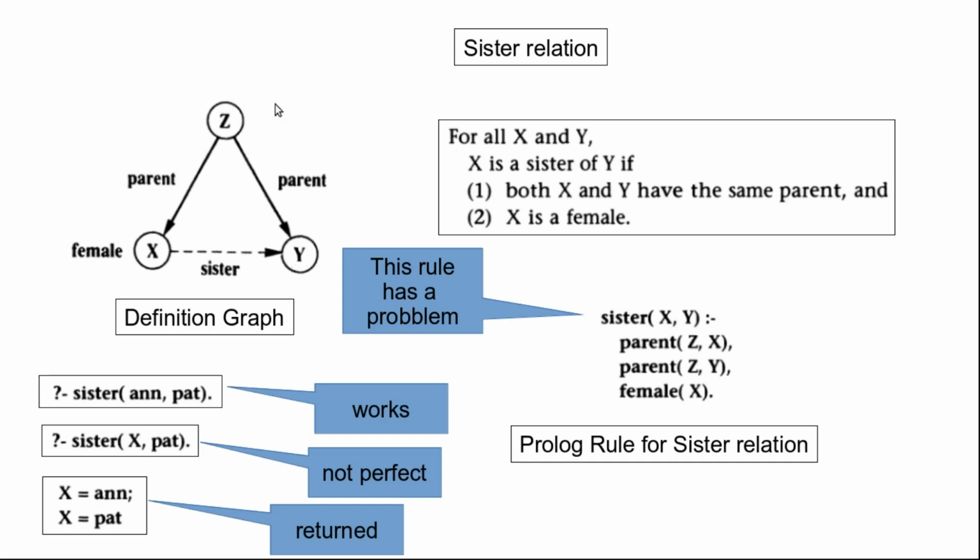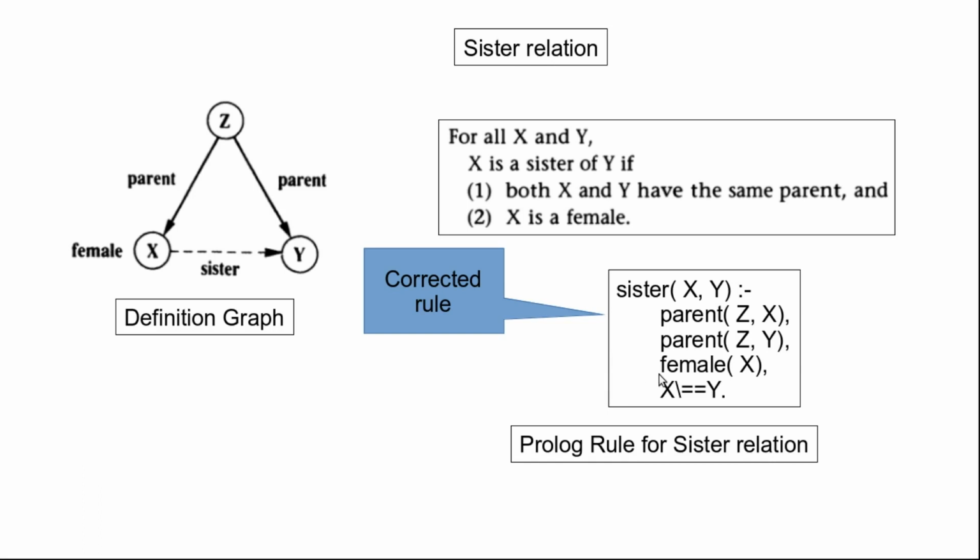So definitely Pat will have a common parent. The same parent will be the parent of Pat and this Pat also. And Pat is already a female, so we'll say that Pat is sister of Pat. So that's a problem. So how do we fix this problem?